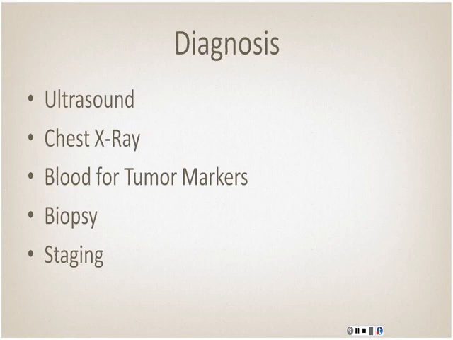So diagnosis through ultrasound, chest x-rays looking for metastasis to the lungs, because that is one of the places that this cancer likes to go. Blood for different types of tumor markers or biopsies to gather samples and see if they are cancerous. And then staging again is the same with all other forms of cancer based on growth and if it has spread anywhere.